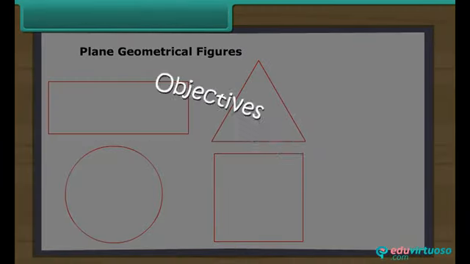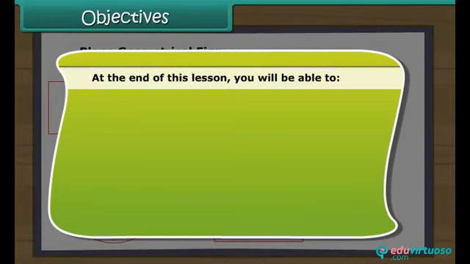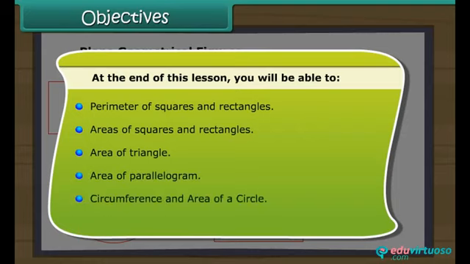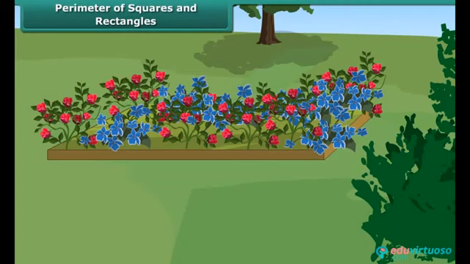Objectives. At the end of this lesson, you'll be able to find the perimeter of squares and rectangles, areas of squares and rectangles, area of a triangle, area of a parallelogram, circumference and area of a circle, and unit conversions.